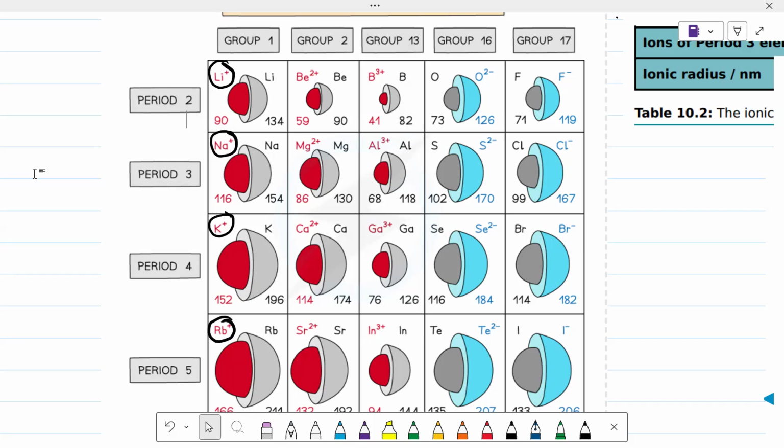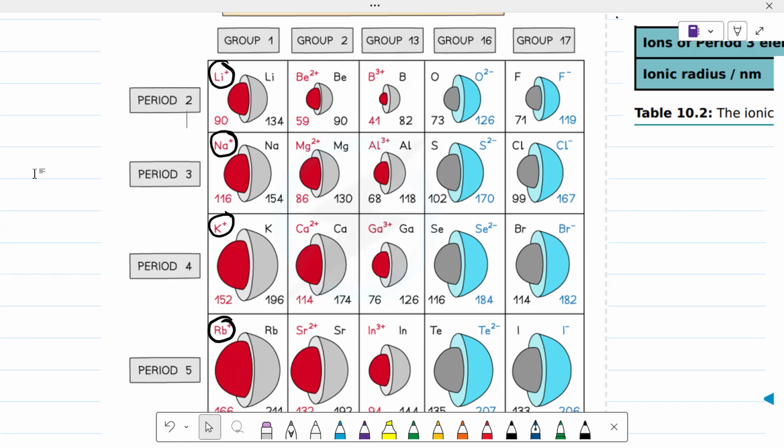Now there is more electrostatic force of attraction, and there is more nuclear pull. The outermost electrons will be attracted toward the nucleus with a stronger force, and that is why in the cation the ionic radii decreases, and the greater the charge on the cation, the smaller the radii will be. Clear?